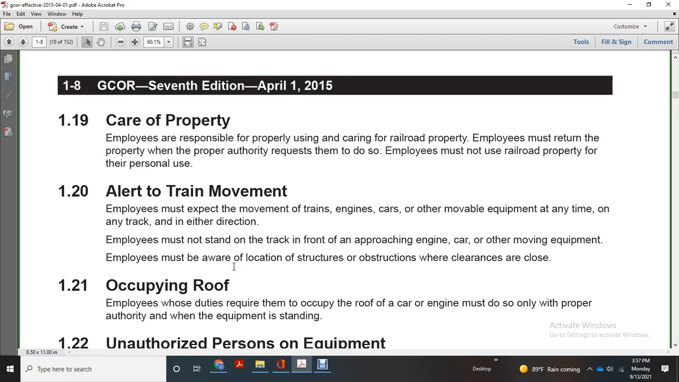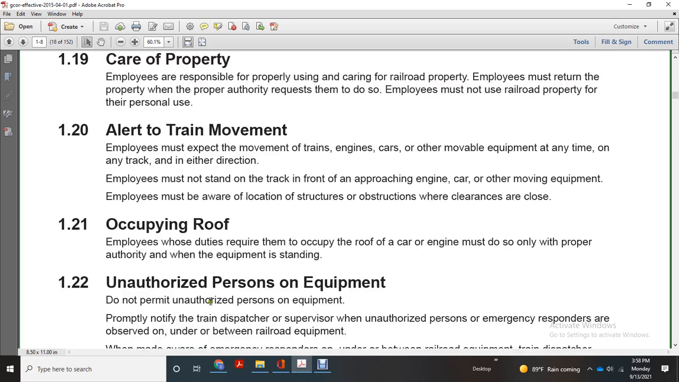Employees must expect the movement of train engines, cars, and other movable equipment at any time on the track, in any direction. Employees must not stand in front of an approaching engine, car, or other moving equipment. Employees must be aware of the location of structures and obstruction clearances when occupying the roof. An employee whose duty requires them to occupy the roof of a car or engine must do so only with proper authority when the equipment is standing.